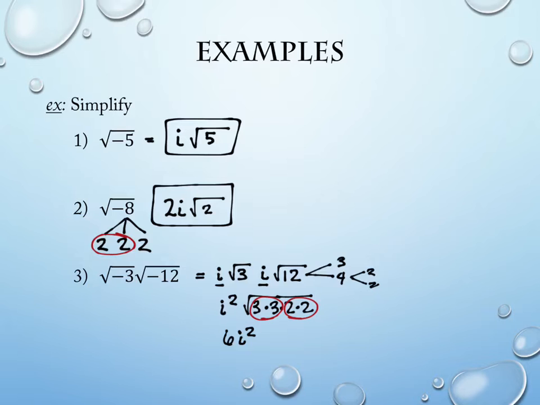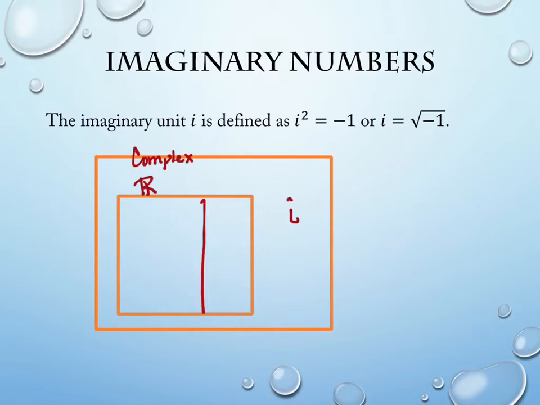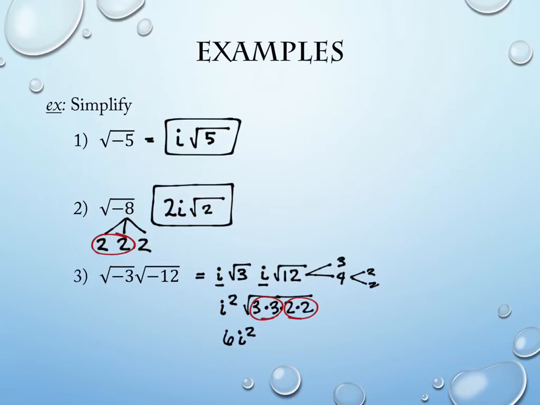Negative 1. It's the definition we had over here: i squared equals negative 1. So anytime we get i squared, we have to replace the i squared with negative 1. I'll write it in here like this, but you certainly could just move to the fact that it's -6.